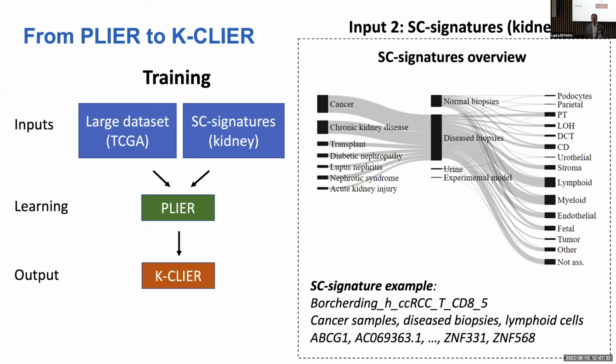Something very important is that these signatures are tailored for studying kidney. So all of them are single cell signatures describing some kidney biological process. Also, they all come from human samples. It is also worth mentioning. Now, with these elements, we can train the PLIER algorithm, and the output will be our K-CLIER, where K, of course, stands for kidney in this case.